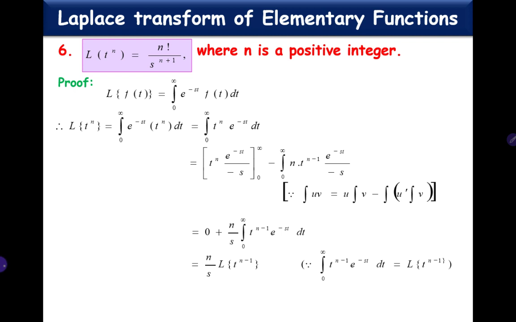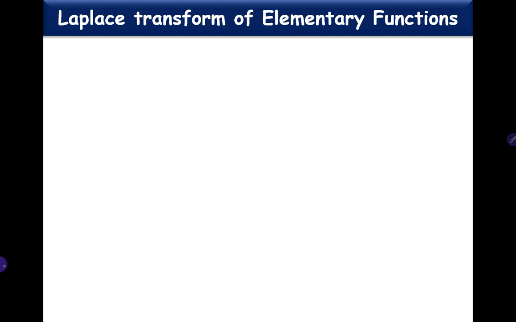So what did we derive now? Laplace transform of t power n is equal to n by s times Laplace transform of t power n minus 1. Similarly, if we find Laplace transform of t power n minus 1, it gives n minus 1 by s into Laplace transform of t power n minus 2. And again Laplace transform of t power n minus 2 gives n minus 2 by s into Laplace transform of t power n minus 3.